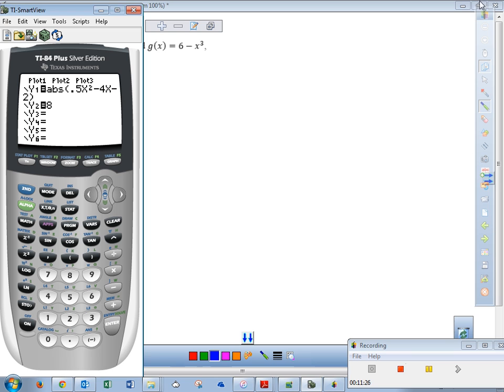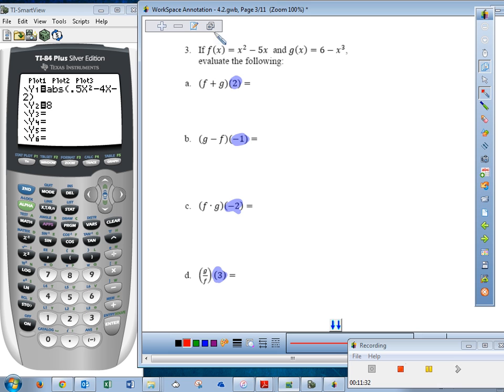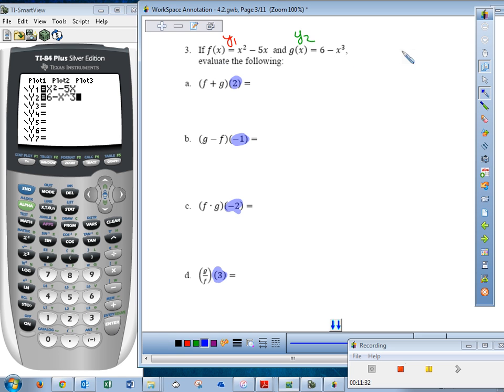Let me minimize this for a second. Let's call f y1. Let's put him up here, and let's call g y2. And let's punch those guys into our calculator. F of x is x squared minus 5x, right? And g of x is 6 minus x cubed. You cool with that? I don't need to graph them. I don't care about graphing them, but I guess I skipped over something. We should have checked their original domains in the first place.